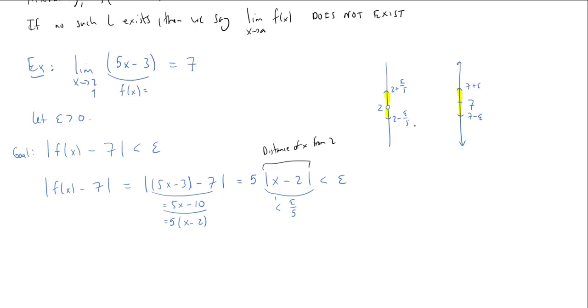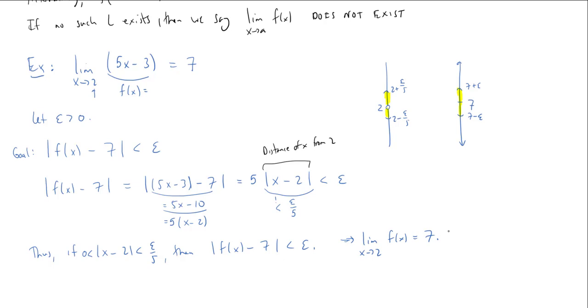All right, so thus, if x and 2 are within epsilon over 5 of each other and greater than 0, right? I don't really care about what happens when x equals 2, even though I actually know it's going to work, wink, wink. Then the distance between f of x and 7 is going to be less than epsilon. Okay, so this implies that the limit as x approaches 2 of f of x is equal to 7. Okay, so that's all there is to it.